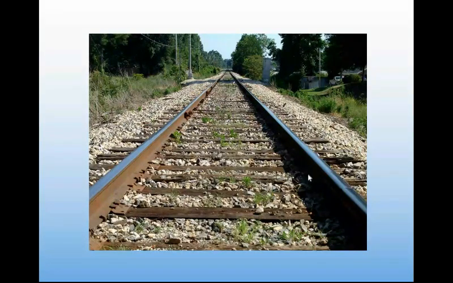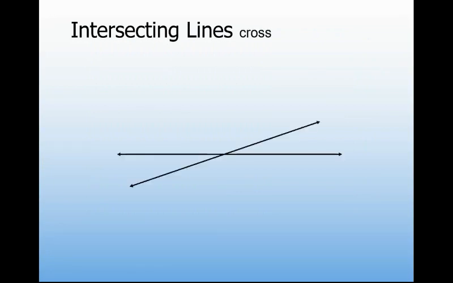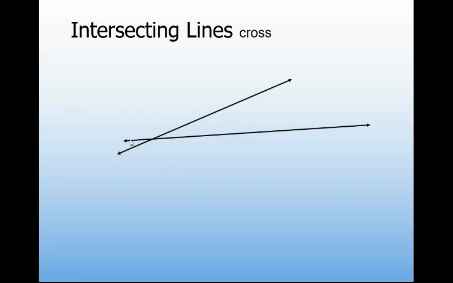Okay, can you imagine this is a real picture? These two lines never intersect. Intersecting lines cross. As you see here, these two lines intersect each other at this point, and here also. Another example.